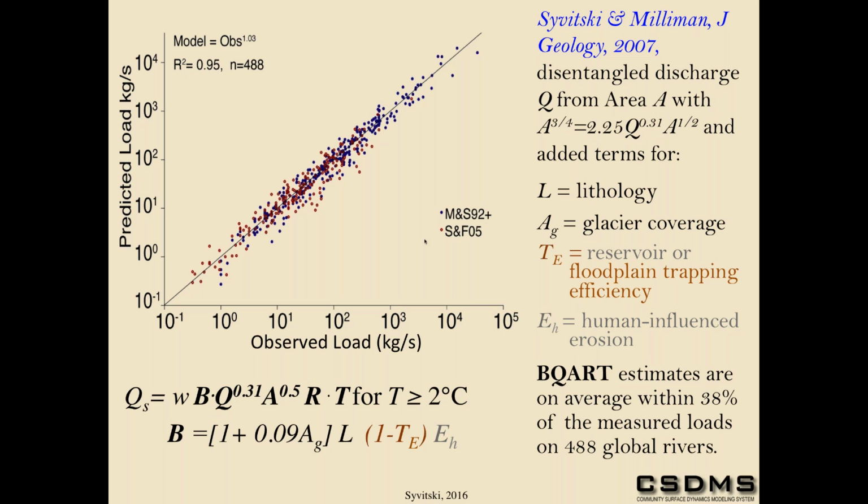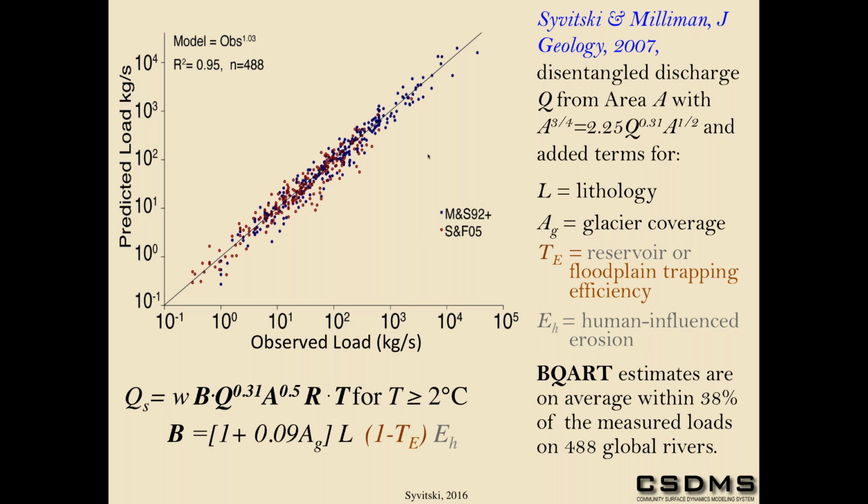So the final paper in that sequence was the Syvitski and Milliman 2007 Journal of Geology paper. This one we were really interested in the human flux. And for this talk, I don't believe you're at all interested in the human side of things, so I'm not going to talk about that. But there were some advances that we made.